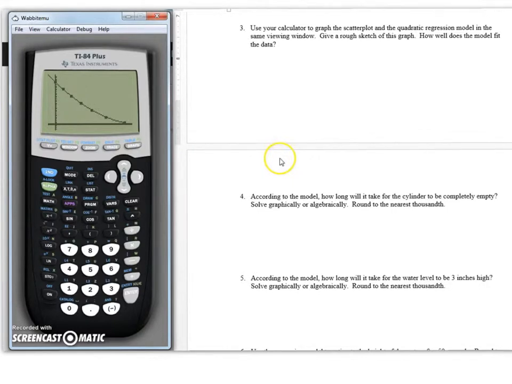So we'll just put a rough sketch of that result here. We'll draw the scatter plot again. And then this time we have the model kind of going through, and we can see the model fits the points very well.